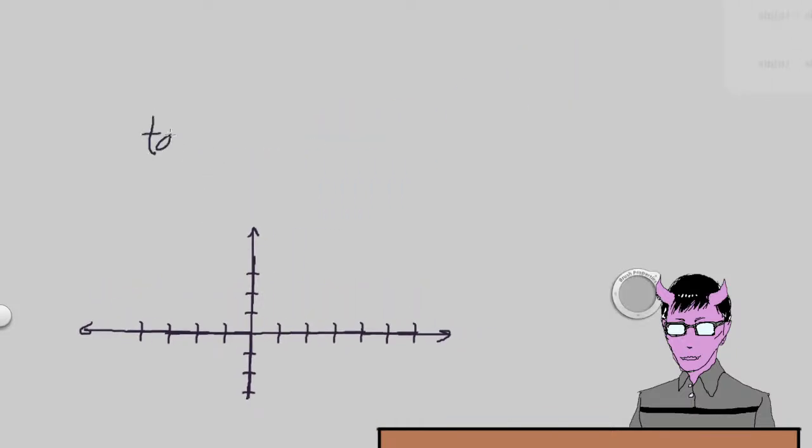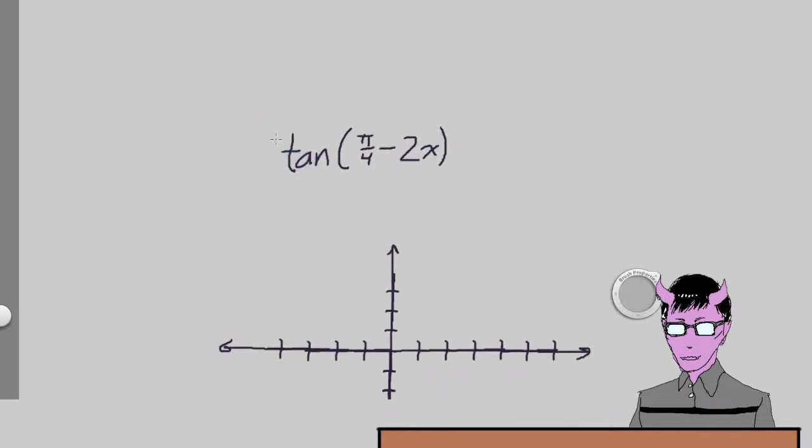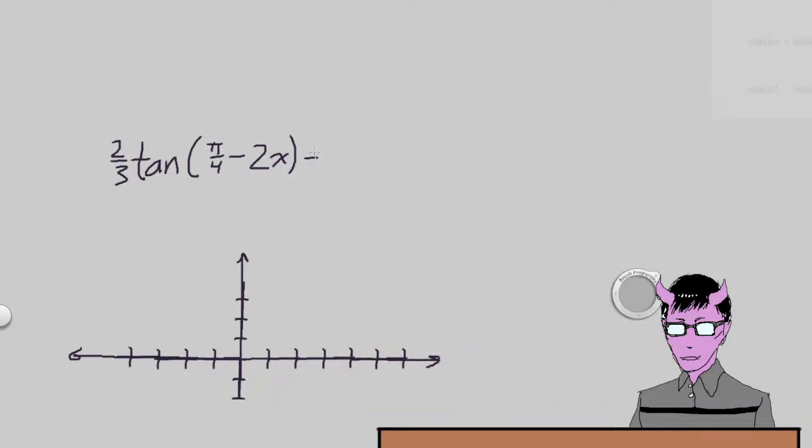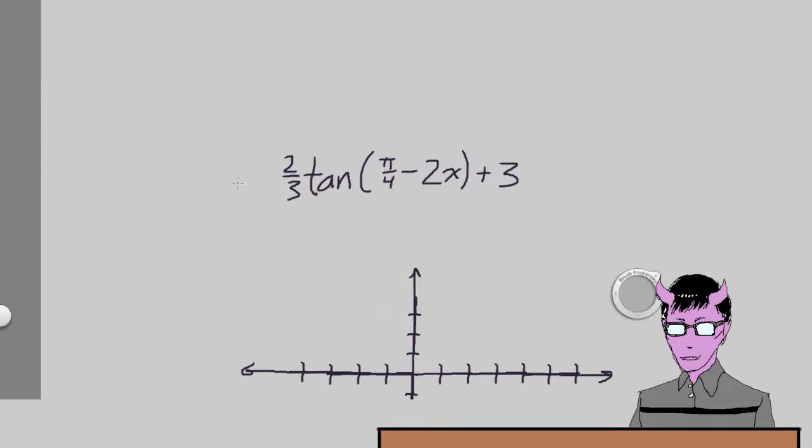Let's go to the tangent function, of course. So we have tangent of pi over 4. That's not the best number. And then we're going to minus 2x. And then we're going to have a goofy coefficient of 2/3 just for fun. And then we're going to have a plus 3. So absolutely wonderful. We're going to call this g of x.